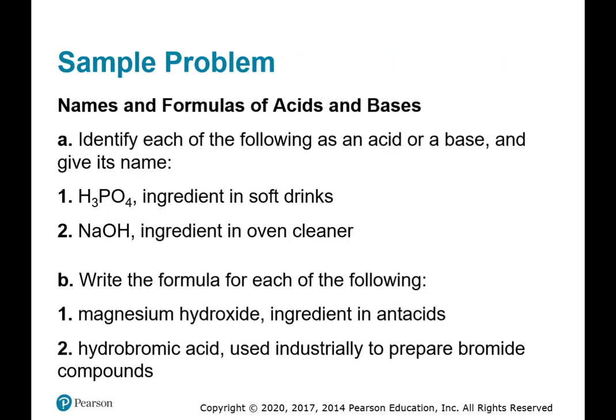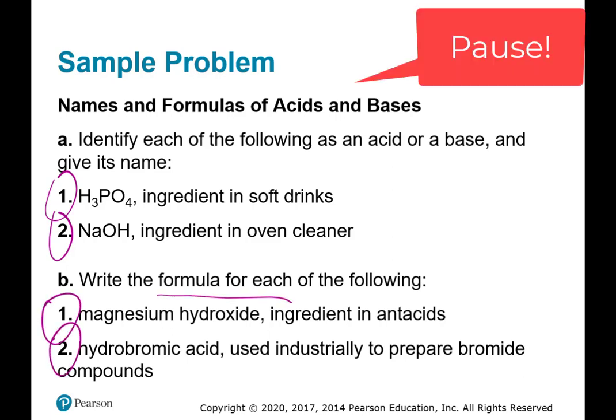Let's look at a sample problem. Identify each of the following as an acid or a base and give its name. Why don't you take a minute and see if you can do 1 and 2, and then write the formula for each of the following, 1 and 2. Pause the video here and see if you can do it.